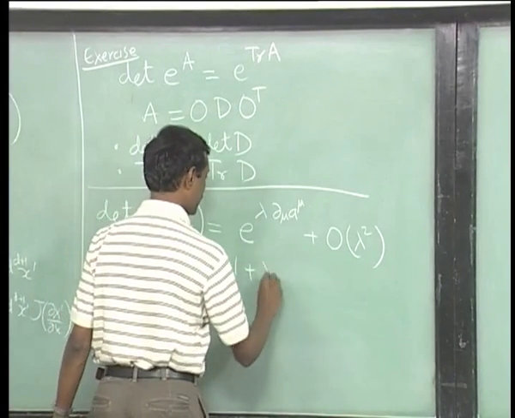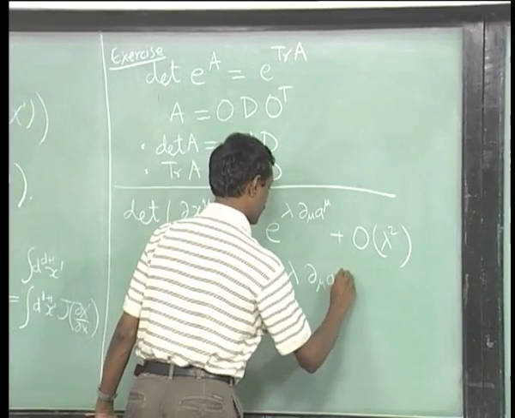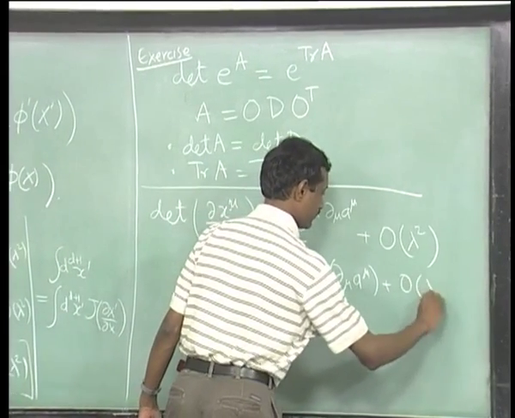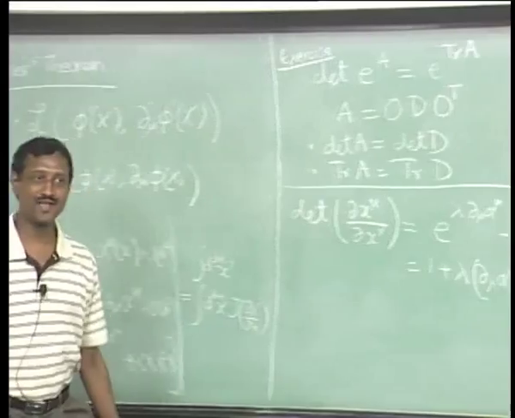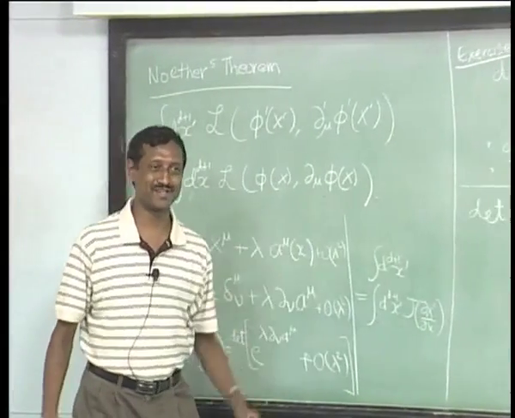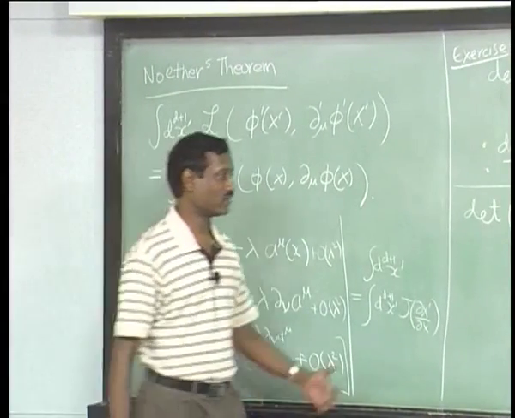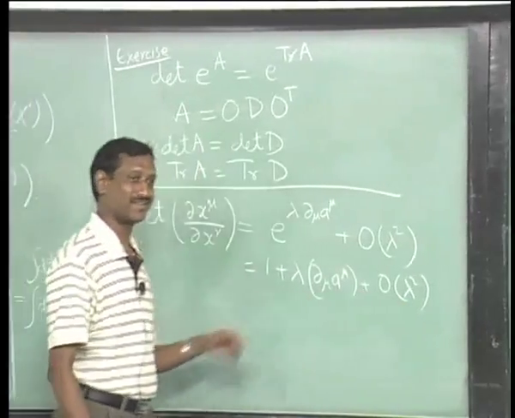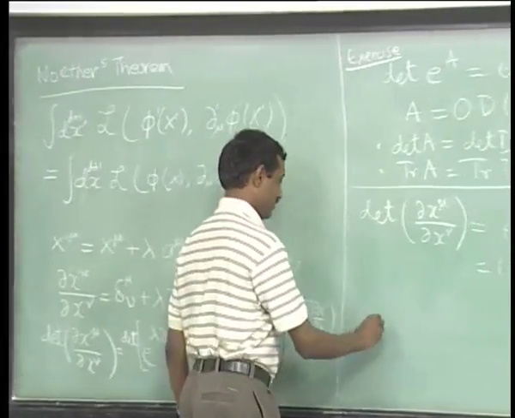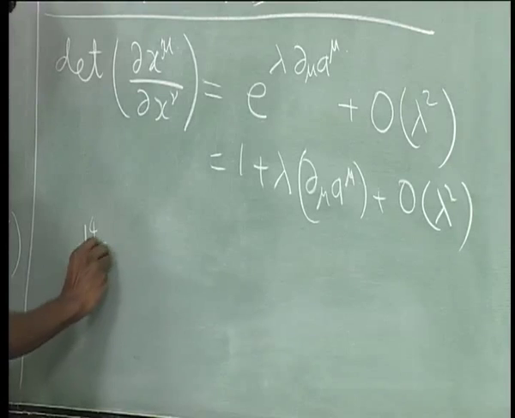1 plus lambda d mu a mu, okay. So, I exponentiate and then expand the exponential, because life is a lot easier, because we want only things to first order. Okay. There are other ways of proving this, but I like this method.